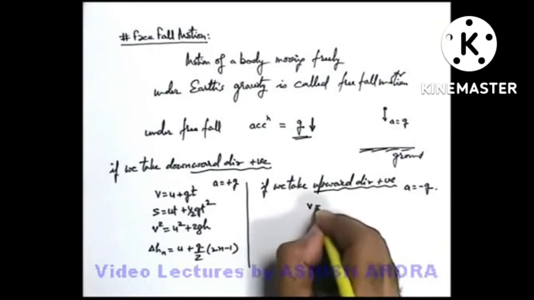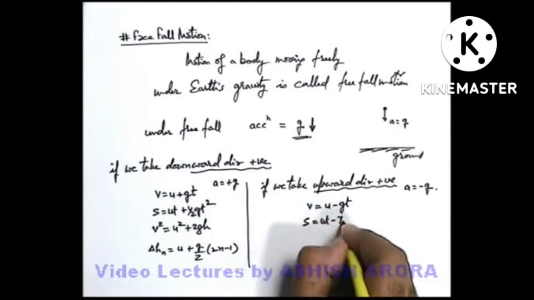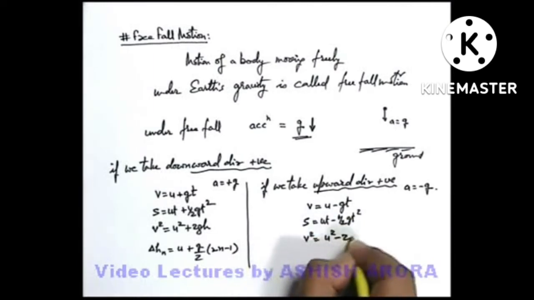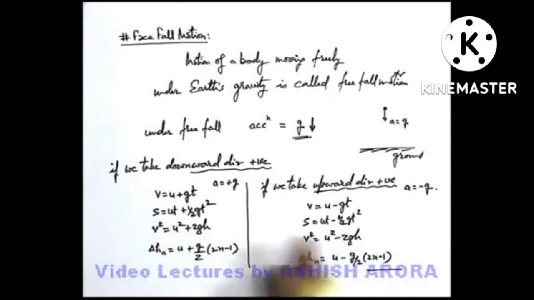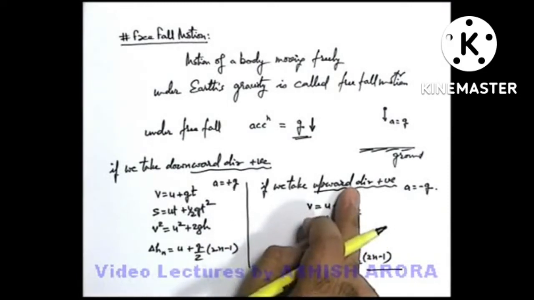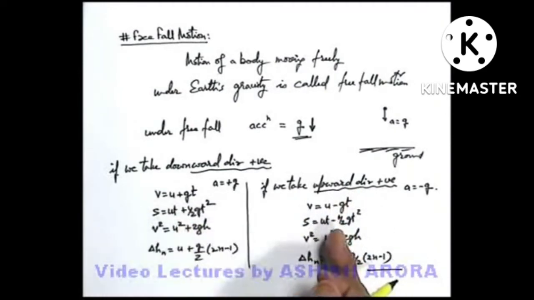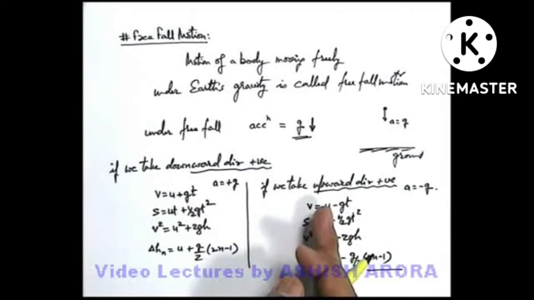So in this situation, we write the equations as v equals u minus gt, s equals ut minus half gt square, v square equals u square minus 2gh, and the height traversed in the nth second can be written as u minus g by 2 into 2n minus 1. These are the speed equations we can use for free fall motion, depending on in which direction we take the positive direction of our reference frame. So the use of these speed equations depends on the choice of reference frame as well as the direction we are taking as positive.